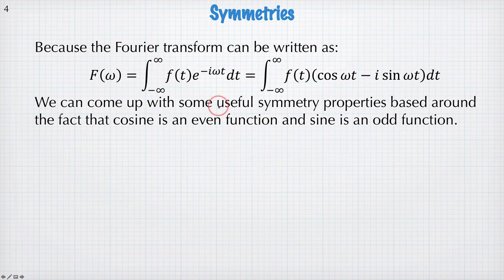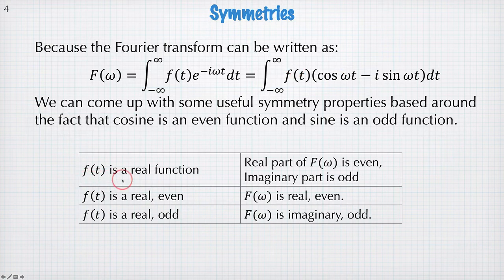It's also very useful to know about the symmetry properties of the Fourier transform. So the Fourier transform here is written with this kernel e to the negative i omega t, but this kernel can be expanded as cos omega t minus i sin omega t. Now the cosine function here is even, and the sine function here is odd. And this gives us some particular symmetry properties of the real and imaginary parts of this integral.